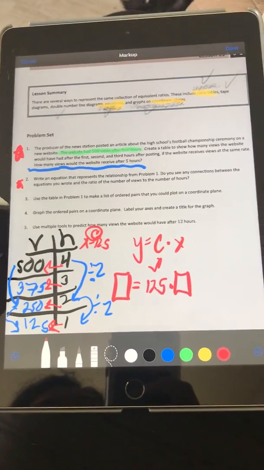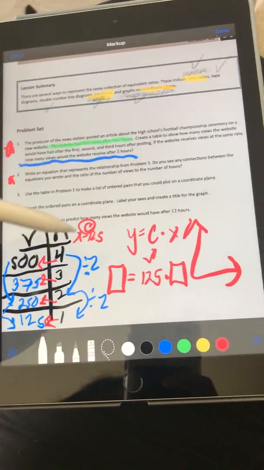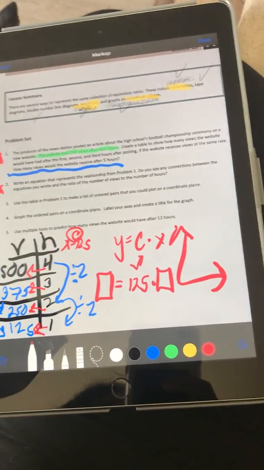For the coordinate plane, it does not have to be fancy. You can draw it right here. You can do a separate sheet of paper. It does not have to be perfect. Just do the best you can.